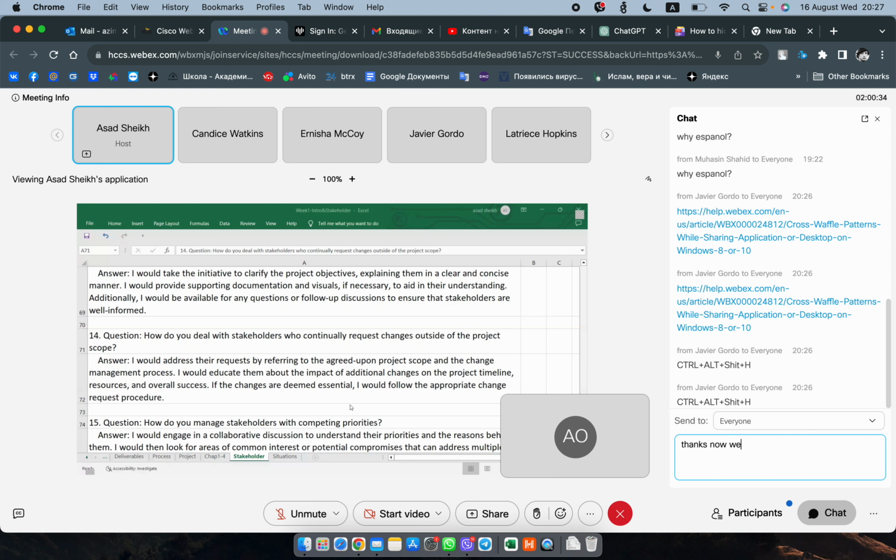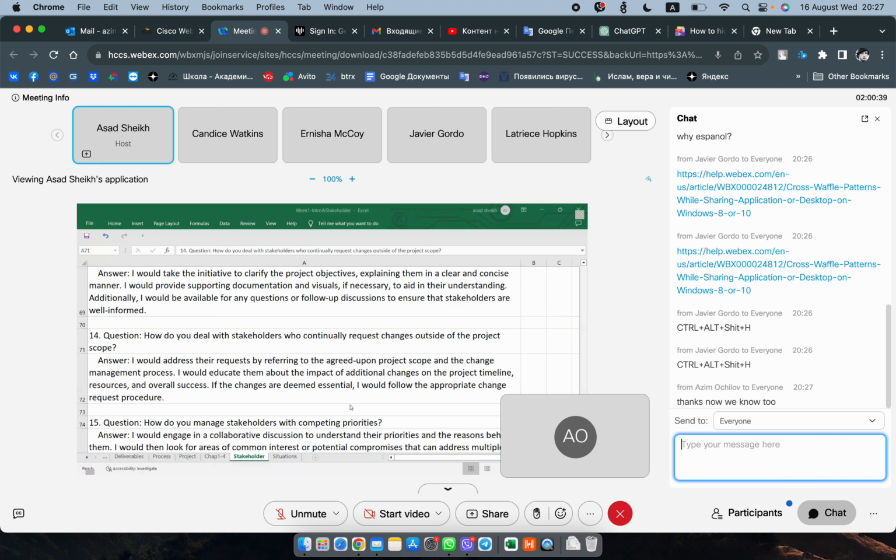So where were we? How do you deal with stakeholders who continually request changes outside the project scope? This is again a stakeholder asking for stuff that was probably not in scope, something we already addressed above. I would address this request by referring to the agreed upon project scope and the change management process. So every time they want to make a change, you have to go back to change control. But before you get to change control, you have to listen to them, what they want. Again, get an understanding, meet with them, listen to them, then do your impact analysis.